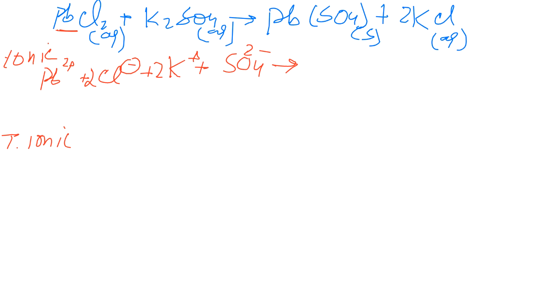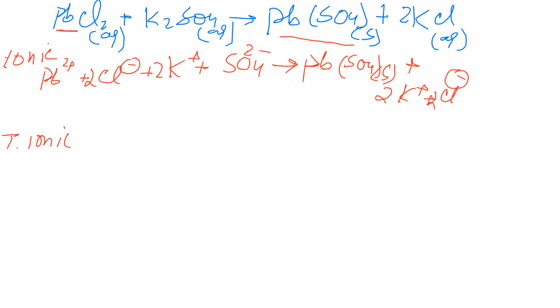When you write down the ionic equation, this never splits. You have to write the full compound like this. You don't split it into ions. This you can split into ions, K plus and Cl minus. So now 2K plus and 2Cl minus, this will be equal.